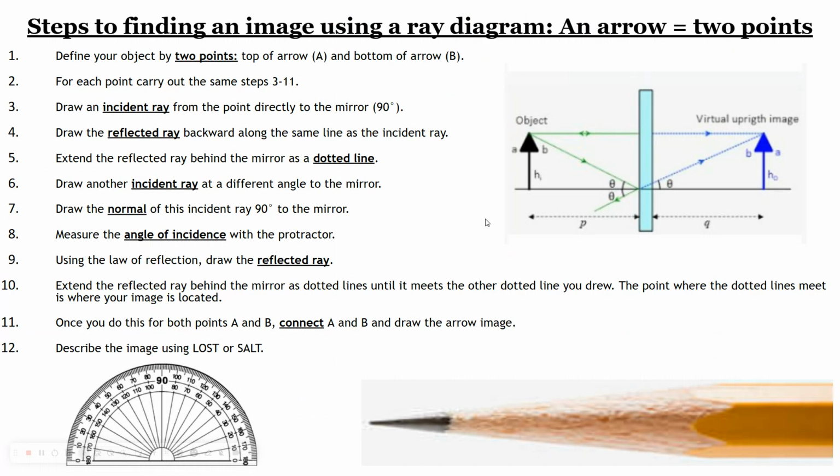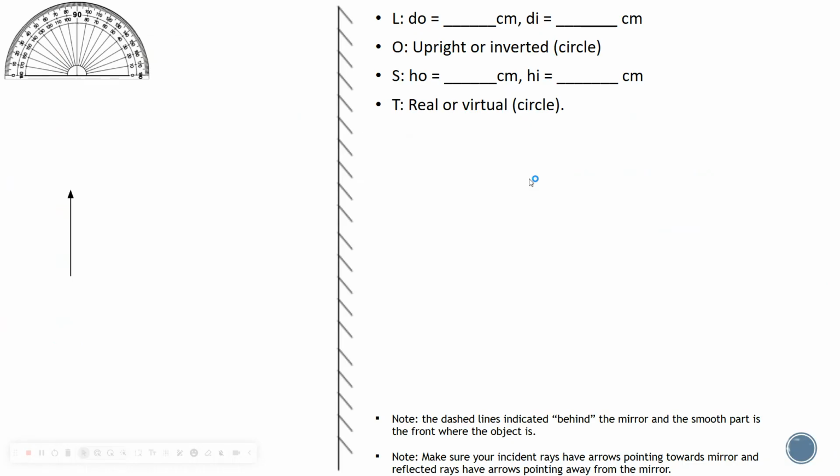Now we're going to try something similar, but with a few more steps. Rather than find where the image of a dot is, we're going to find where the image of an actual object is that's more than a dot. We're going to try a pencil or an arrow. So here we have an arrow. It could be a pencil where this is the eraser, that's a pencil top, doesn't really matter.